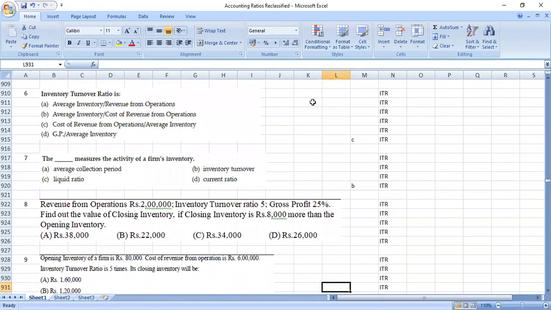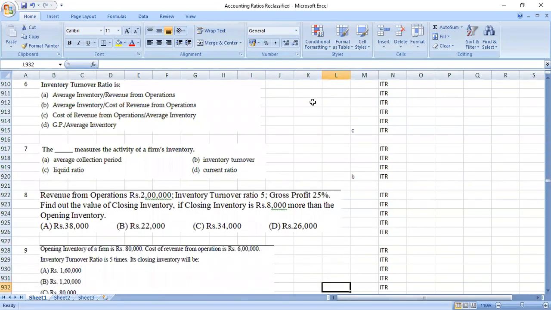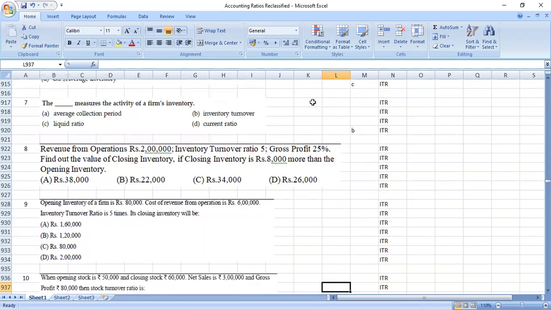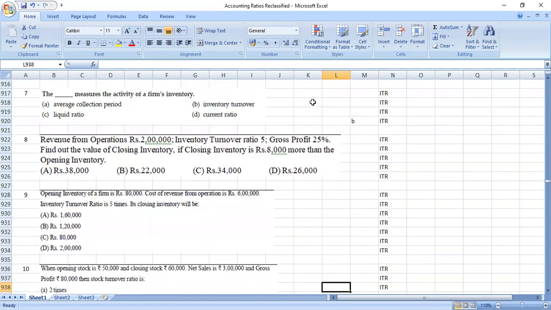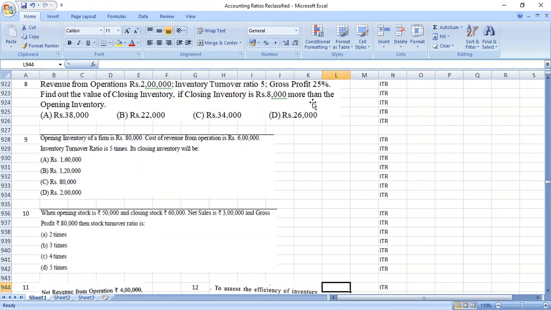Inventory turnover ratio is cost of revenue from operation divided by average inventory. It's an insult if I solve this question. The dash measures the activity of the firm's inventory. Activity ratios measure the activity of particular things. So inventory turnover ratio. Eighth question, revenue from operation is 2 lakh, inventory turnover ratio is 5, gross profit 25%, find out the closing inventory.